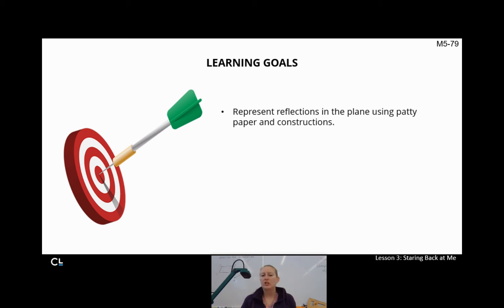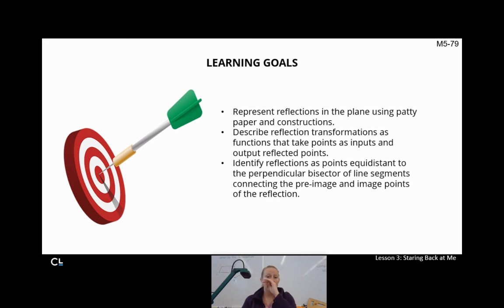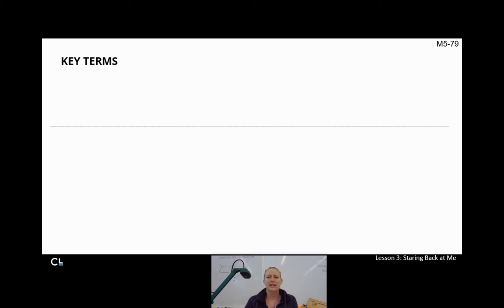So we're going to represent reflections in the plane using constructions. We may or may not get to the patty paper, but we'll definitely use constructions. We'll describe reflection transformations as functions that take points as inputs and outputs are reflected points, right? We'll identify reflections as points that are equidistant to the perpendicular bisector of line segments connecting the pre-image and image points. And if that sounds confusing, don't panic, we'll get there. And specify a sequence of translations and reflections that will carry a figure onto a congruent figure. These are our goals for this lesson and the next.